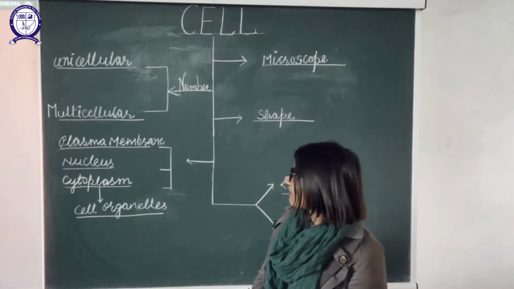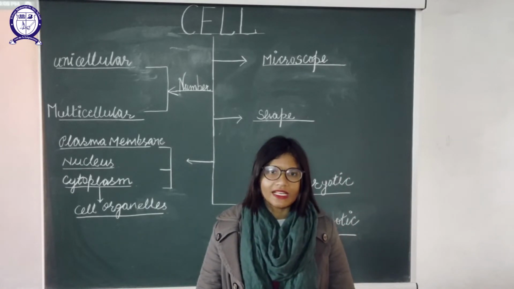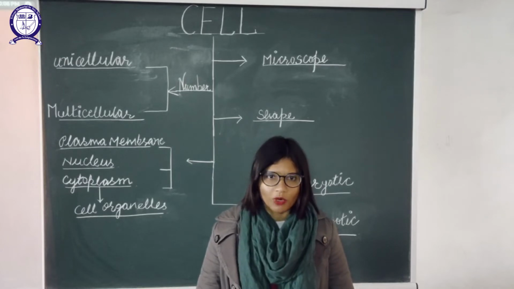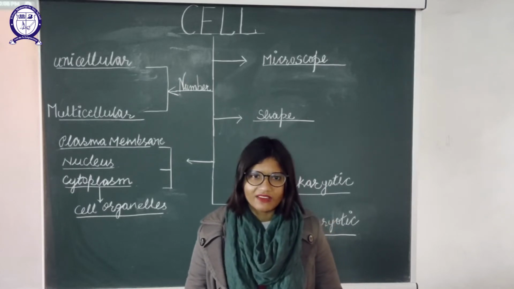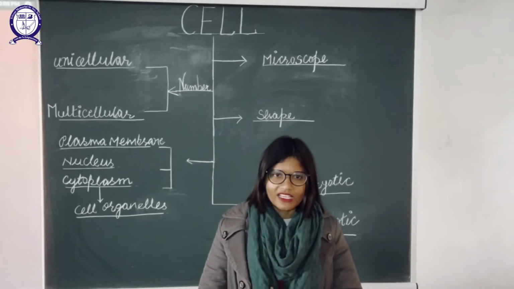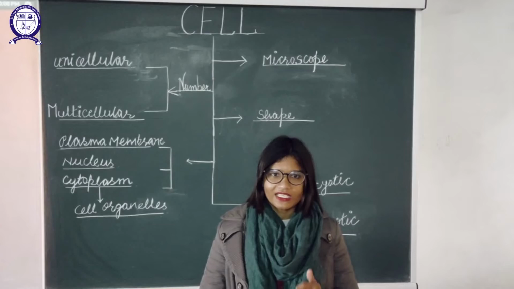Now the very third is, let us see the structure of this cell. The cell basically is a nearly spherical body, but in the case of a plant cell we can say that it is somewhat rectangular in shape. There are a few differences between plant cell and animal cell which we are going to study later on.